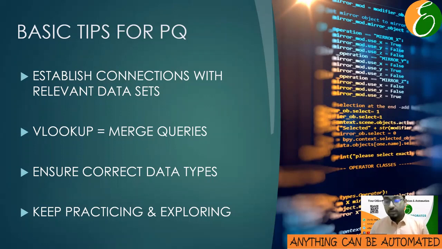VLOOKUP is equal to merge query. In Power Query we have nothing called a VLOOKUP. You will not see any option for VLOOKUP. So how do we do a VLOOKUP? Because this is one of the most used functions. So for the VLOOKUP we have something called merge query.